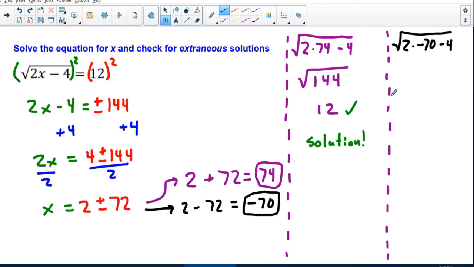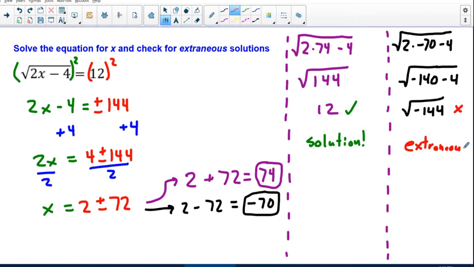2 times negative 70, that's going to give me negative 140 minus 4. So I'm just using PEMDAS here. Negative 140 minus 4 is negative 144, and I cannot square root this. I can't square root a negative, so this is extraneous. So if we ask you what's the solution, 74 was the solution. What was the extraneous answer? It was negative 70.